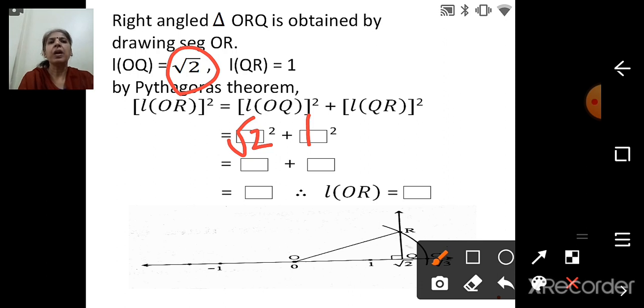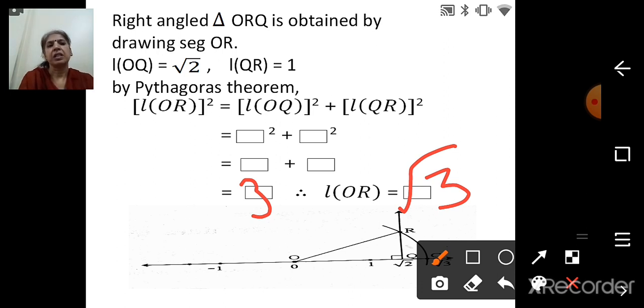Now the square of root 2 means root 2 multiplied by root 2. So root 2 multiplied by root 2 is root 4, and root 4 is nothing but 2. So root 2 square is 2. And the square of 1 is 1. So 2 plus 1, the answer is 3. So your OR square is 3. Now taking the square root on both sides, your OR becomes root 3.